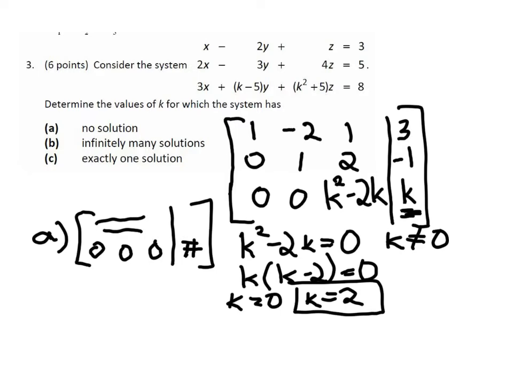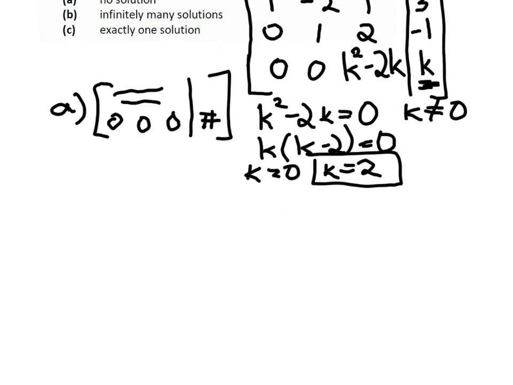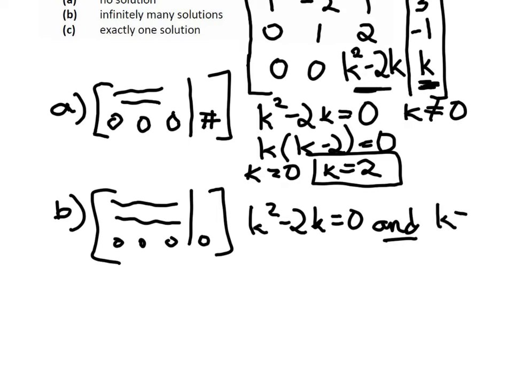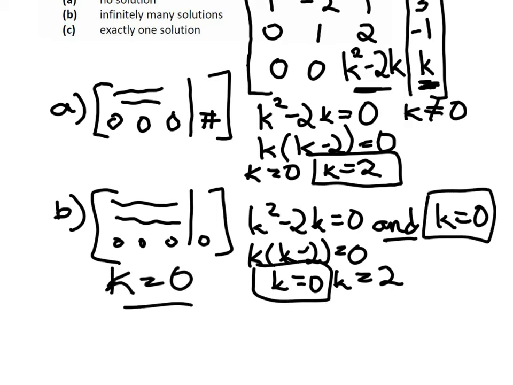Part B, we're asked to find a k that corresponds to infinitely many solutions. And so that would happen, I'll put that here. We have infinitely many solutions if this last row were all zeros. We would have a dependent system. So that will happen if k squared minus 2k is equal to 0, because we need this entry to be 0 and this entry to be 0. So, and k equals 0. Okay, well, we already know the solutions over here are 0 and 2. But the only way that both equations are satisfied is if k equals 0. So your answer to part B is k equals 0.